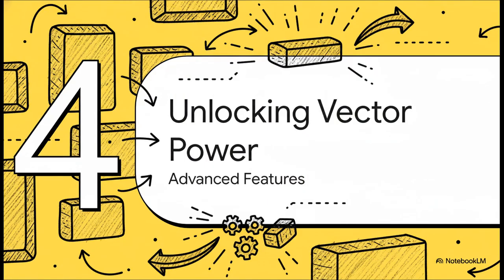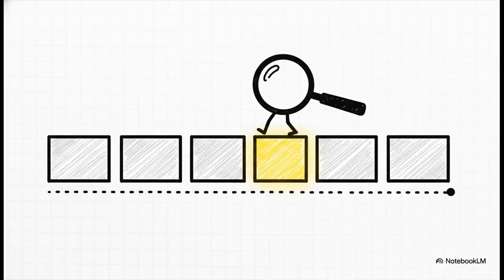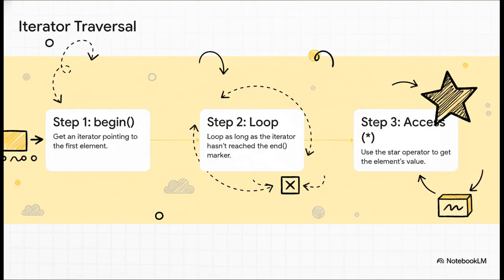All right, we've got the basics down. Now let's level up and unlock some of the vector's more powerful features that give you some really precise control over your data. And the key to all this precision is a concept called iterators. Now, don't let the name scare you. You can just think of them as these special, smart pointers that know exactly how to navigate through a vector. They let you get to any element, insert new ones, or delete old ones from anywhere in the collection, not just the end.